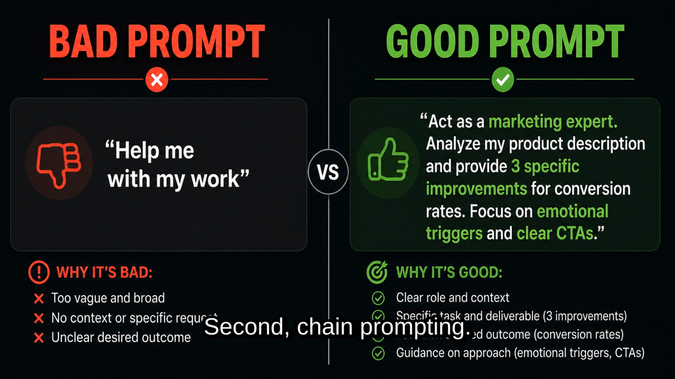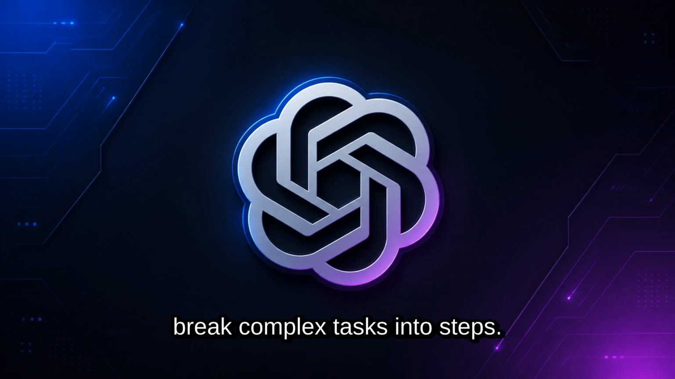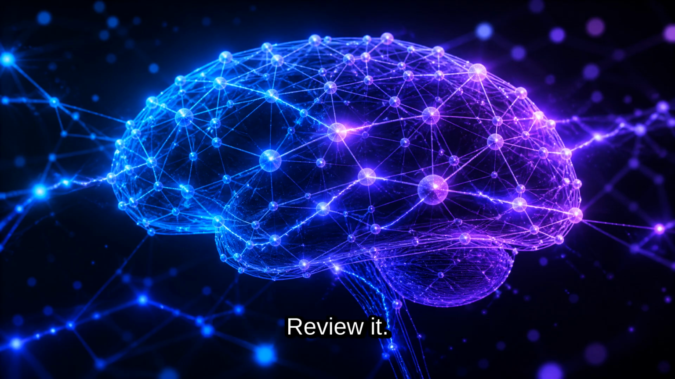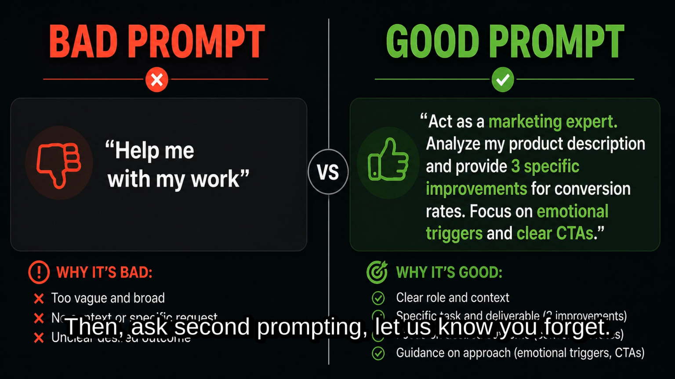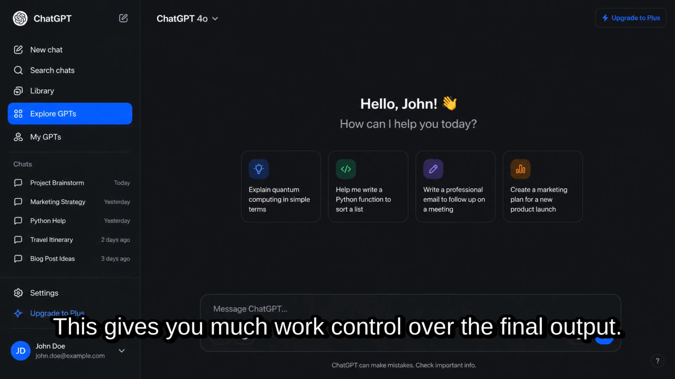Second, chain prompting. Instead of asking for everything at once, break complex tasks into steps. First, ask for an outline. Review it. Then ask for the next step. This gives you much more control over the final output.